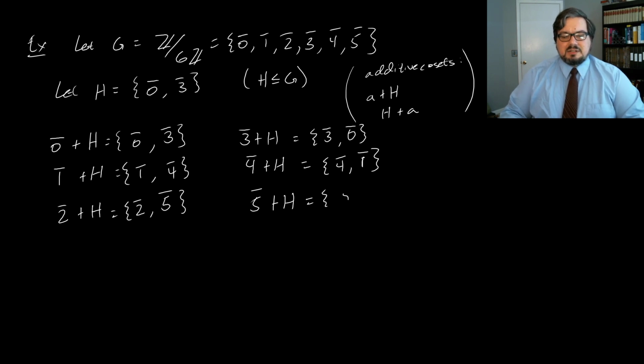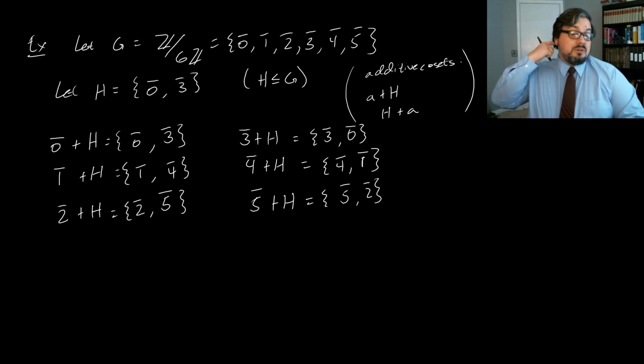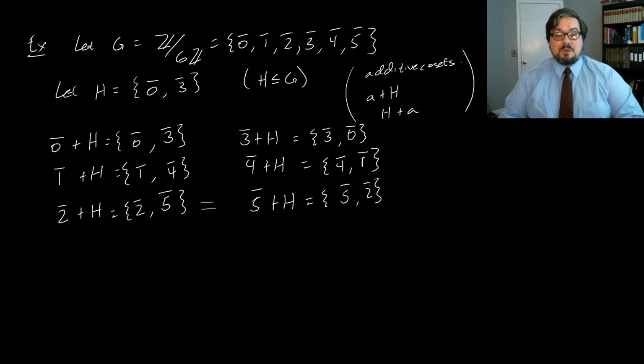5 plus 0 is 5 bar, and 5 bar plus 3 bar is 8 bar, which would be 2 bar. So there are a few things to note about this. First of all, notice that we have some duplication. We have that 2 bar plus H is the same as 5 bar plus H. And so we have the same coset that can be represented a different way with different representatives.